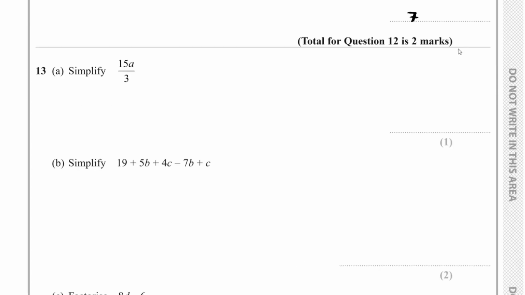Question number 13, part A, we have to simplify 15a over 3. 15a over 3 is quite simply 5a.